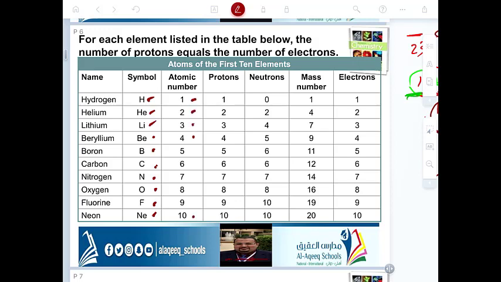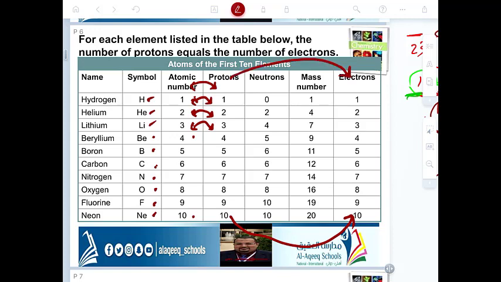Each one has its own atomic number, and the atomic number is the same as the number of protons. Look, the same for everyone. The atomic number is the same number of protons, and also electrons, as I said, if they are not changing into ions. If the atom is still a neutral atom without changing into ions, it means the protons will be the same as the electrons, as you see here.